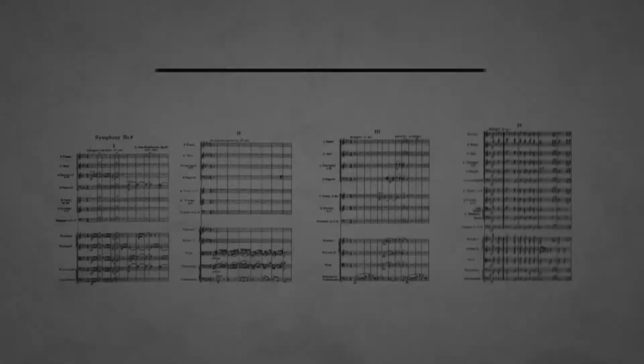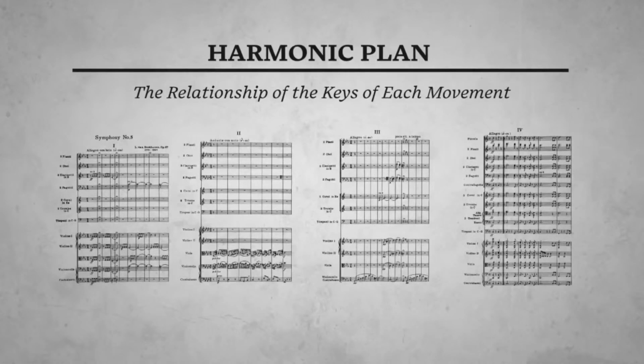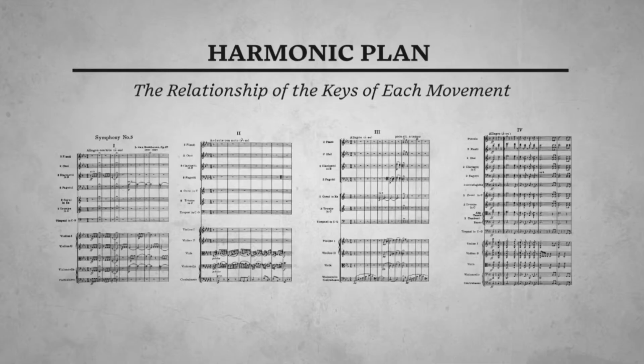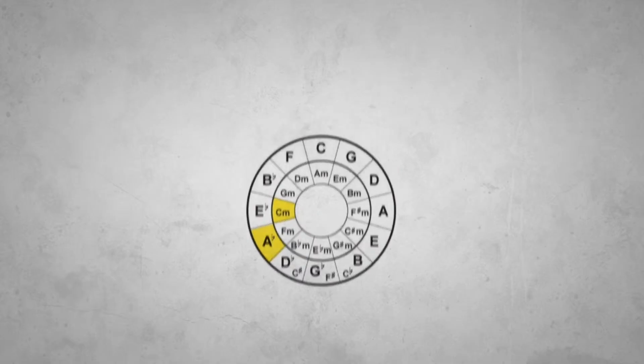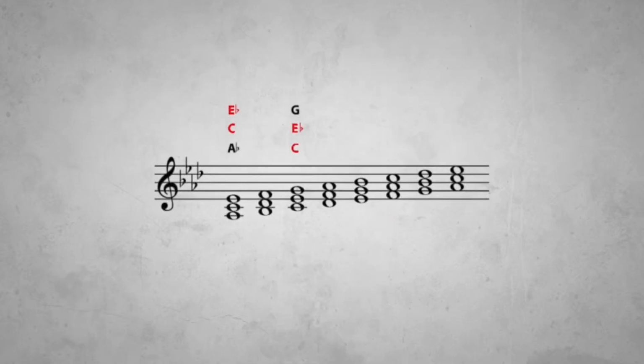Another important element of symphonic architecture is the harmonic or key relations between the individual movements. Beethoven's second movement is in the key of A flat major, which is definitely in the tonal realm of C minor. C minor, A flat major. In fact, these two notes, C and E flat, are common to both keys and triads. C minor, A flat. So there's an organic continuity between the first and second movements.